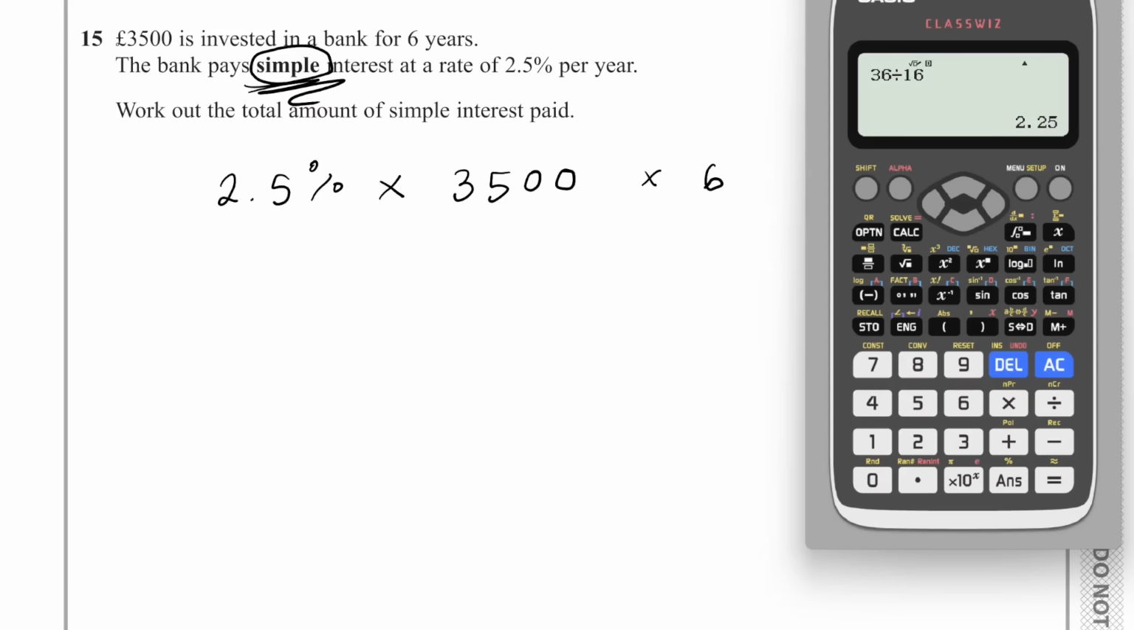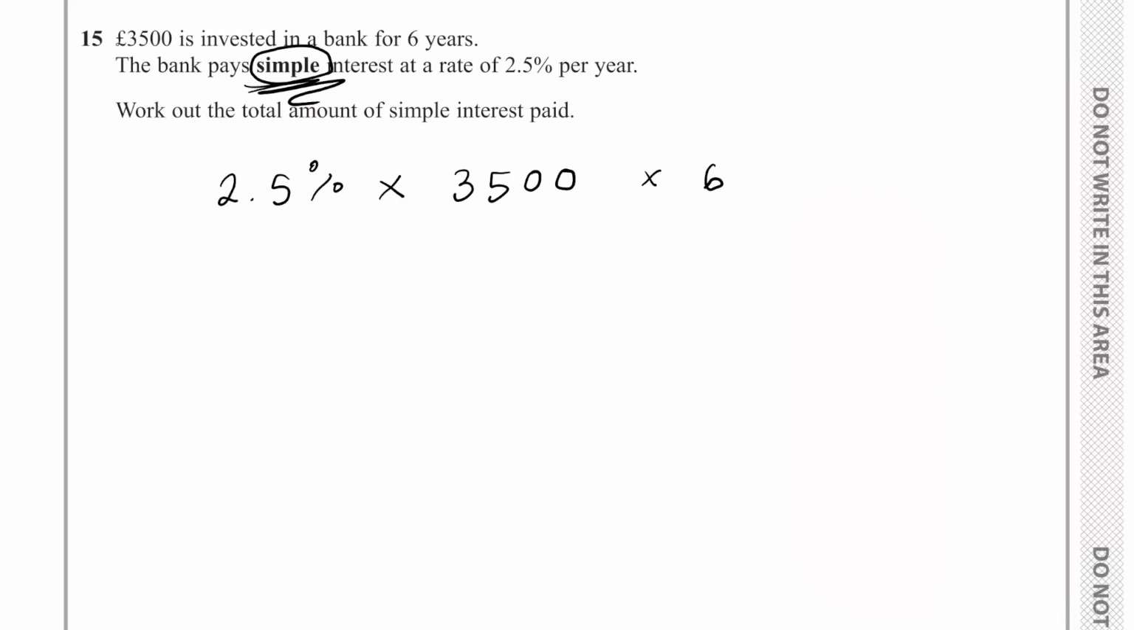We can use the percent button, 2.5%, or we could write it as a decimal, which is 0.025, or even as a fraction, 2.5% is 2.5 hundredths. Any of those are absolutely fine. Of means times, 3,500, 6 times, £525.